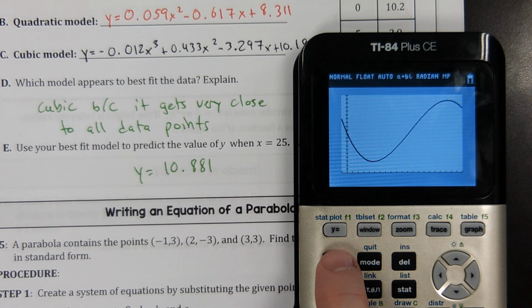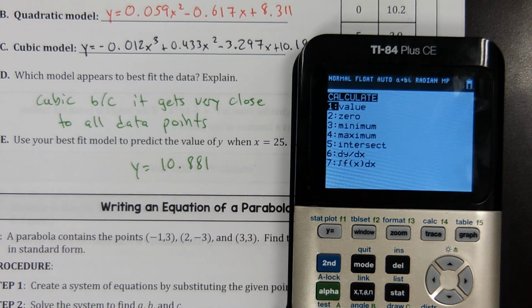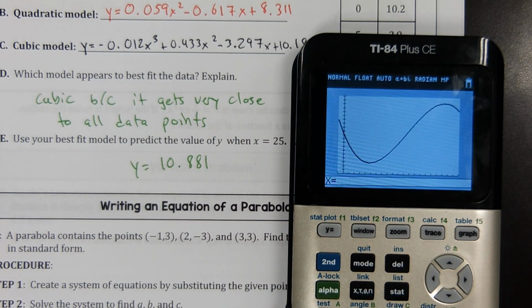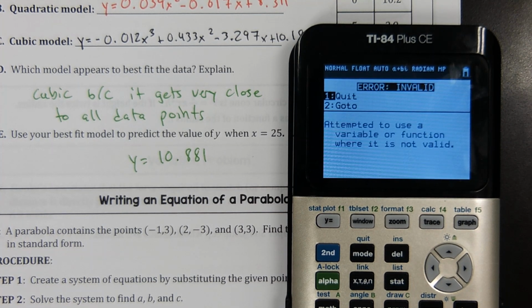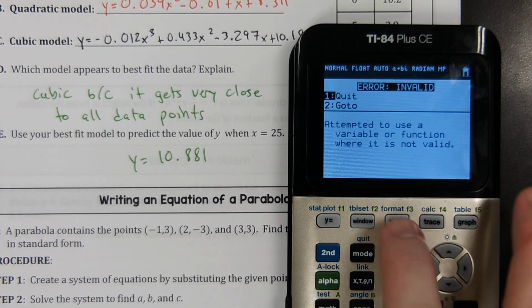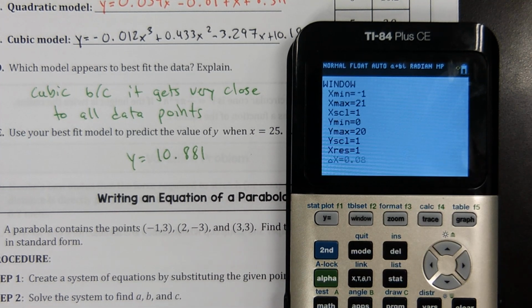You do that by doing second trace value. And it says, at what x value did you want me to do this math? And I say x equals 25, and then you hit enter, and it throws an error. Error, invalid. Attempted to use a variable or function where it is not valid. Here's what happened. My window only went out to x equals 21. So the calculator couldn't do math there.